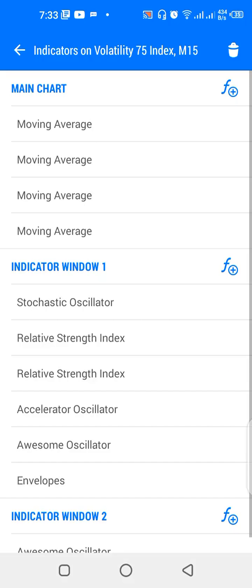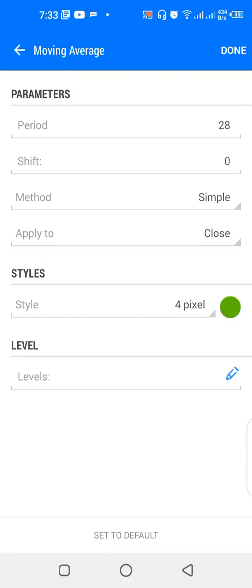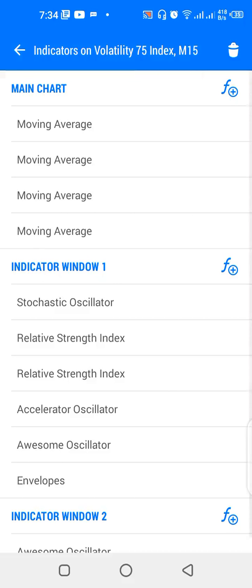Now the next one is the 28 simple. Shift is 0. Apply to close. Color is green. And next one is 4 simple. Shift is 0. Apply to close. Color is gray. The 28 and the 4 are just additional moving averages that do not really have much to play.